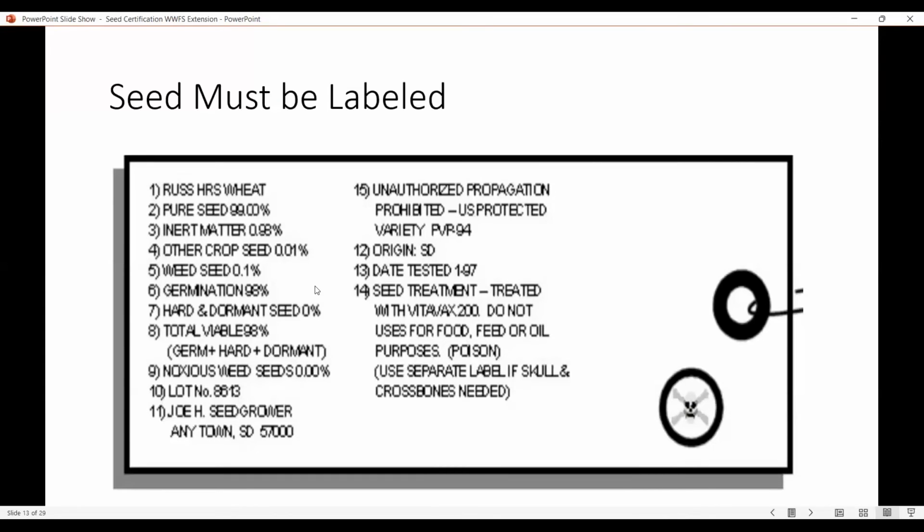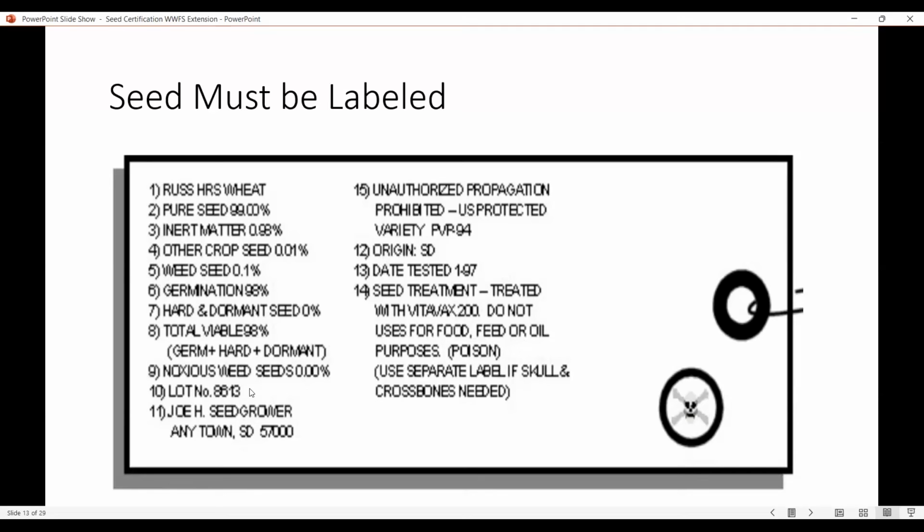And if it's a crop like some of the native grasses or alfalfa, hard and/or dormant seed is also on the tag. And then the total viable, which is your germination plus your hard seed plus your dormant seed, or any combination. If it's alfalfa, it would be germination plus hard seed. If it was green needle grass, it would be germination plus dormant seed. If it was a crop like Cicer milkvetch, it would be germination plus hard seed plus dormant seed for your total viable. The noxious weed seed percentage must also be shown in the rate of occurrence.